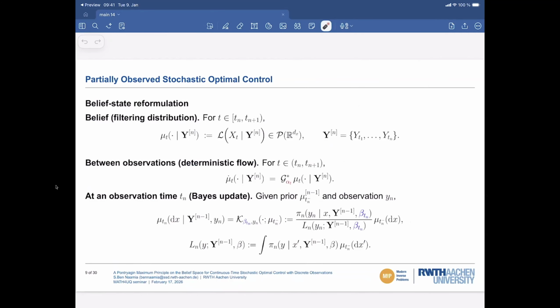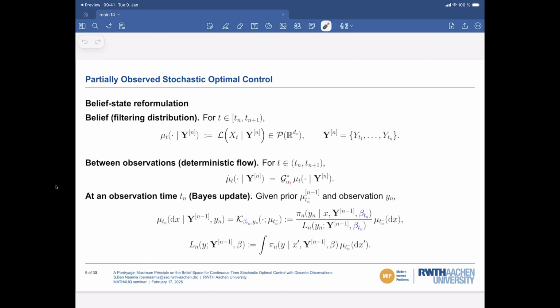Now, in my title, there is the word belief state. And this is quite important because to solve such a problem, if you recall, the value function previously was a function of x in the fully observed case. Here, we cannot observe x. We cannot really condition on x when solving it.